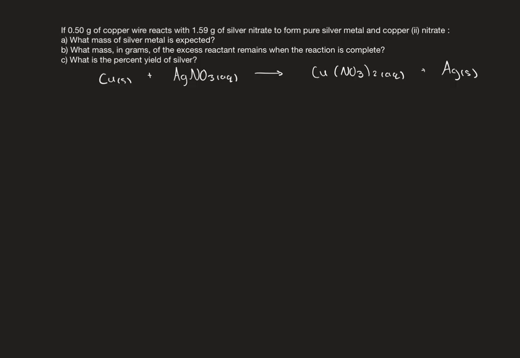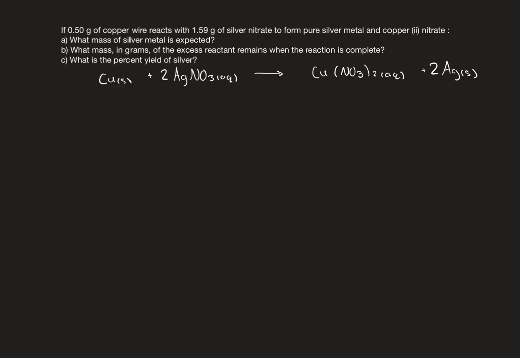Now looking at this chemical equation, it is not balanced because in the products we have 2 nitrate ions, but in the reactants we only have 1. So I add a 2 in front of silver nitrate. But now I have 2 silver atoms and only 1 in the product. So I add a 2 in front of silver. And now our chemical equation is balanced.